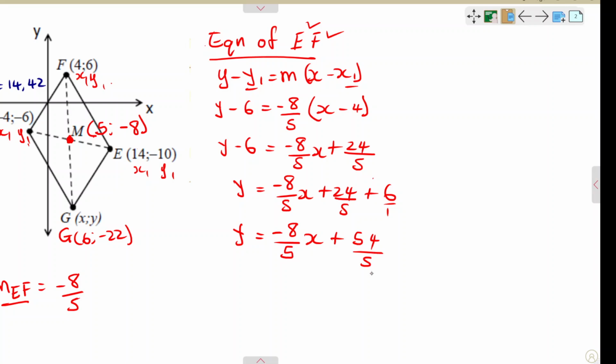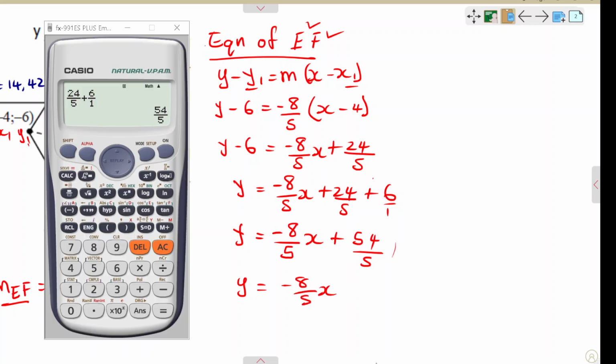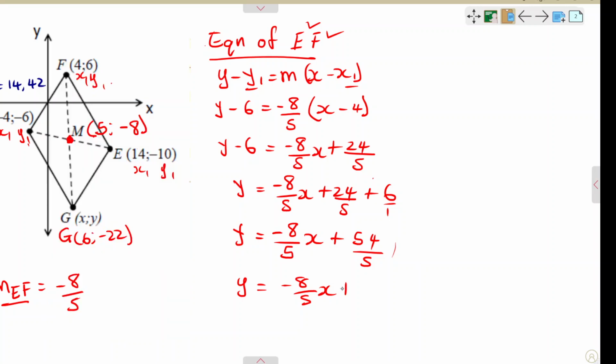I think you can leave it like this, or if you want you can simplify it further by multiplying everything by 5, but you don't have to. Just leave it like this. So it's going to be y is equal to negative 8 over 5x plus 54 over 5. Now you can see this is the y coordinate. Let's simplify this y coordinate so that you can see what is 54 over 5. Oh, it is 10.8. So that means this coordinate now is (0, 10.8).